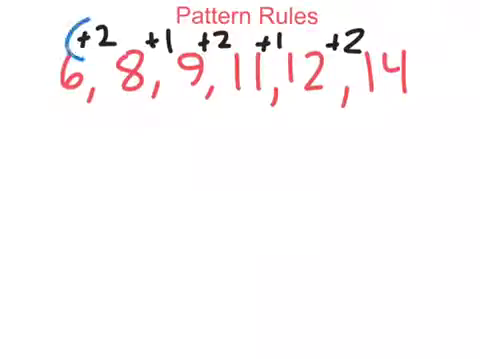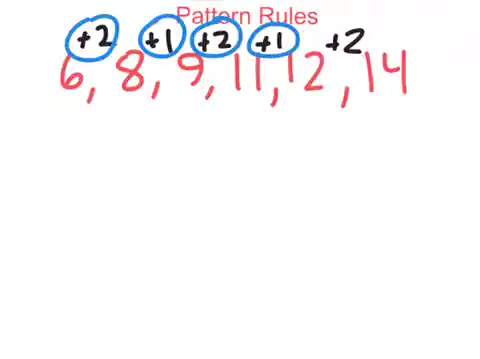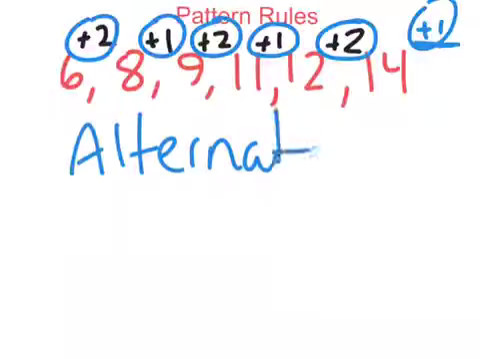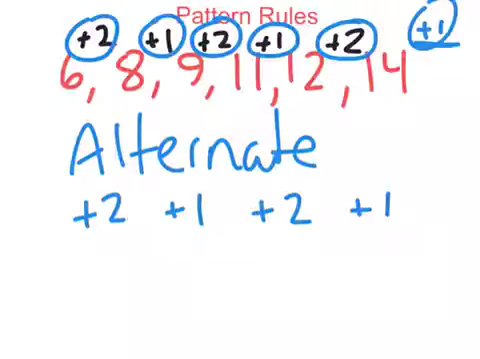So look at this pattern. It goes add 2, add 1. Add 2, add 1. Add 2. What would come next, do you think? Probably add 1. Right. This is called an alternating pattern. It alternates. What alternate means is you go between one number and the next. So you add 2, then you add 1. Then you add 2, then you add 1. And you take turns going back and forth between two numbers.